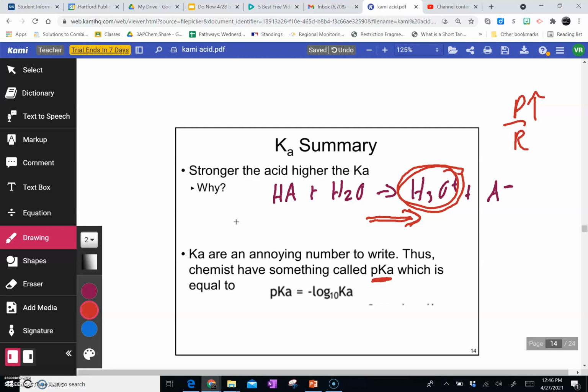But the formula is that pKa is equal to the negative log base 10 of the Ka, and we're going to practice with this formula in the next slide, and sort of relate how the pKa relates to the Ka. But again, I believe this formula is on your formula sheet, but if it's not, we'll talk about it.